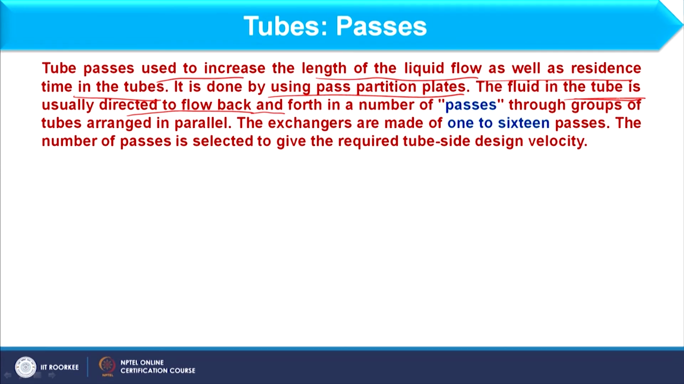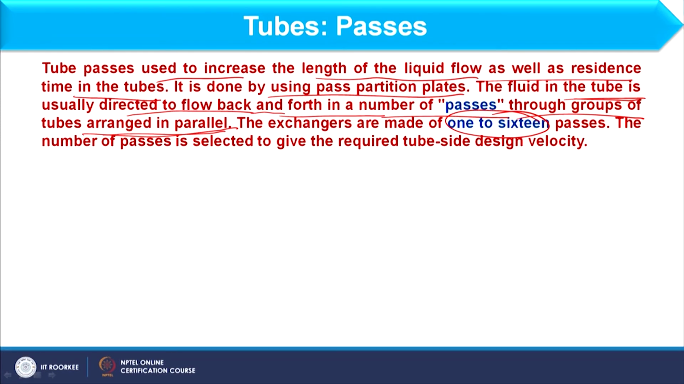So fluid in tubes is usually directed to flow back and forth in a number of passes through groups of tubes arranged in parallel. Okay. So we can use 1 to 16 passes as the total number of passes. Now what is the purpose of using different passes? The purpose is, when I consider the example of 100 tubes, in 1-2 pass we are addressing the complete fluid to 50 tubes.